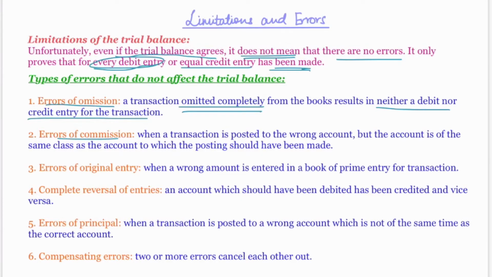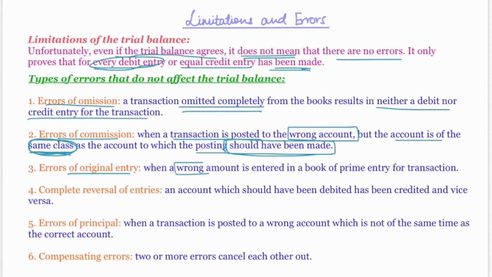Second, errors of commission. This is when a transaction is posted to the wrong account, but the account is of the same class as the account to which the posting should have been made. Note, should have been made. For instance, the payment of a telephone bill is posted in error to lighting account, and telephone account and lighting account are both expense accounts, that is, they are of the same class, but still it has been posted to the wrong account.